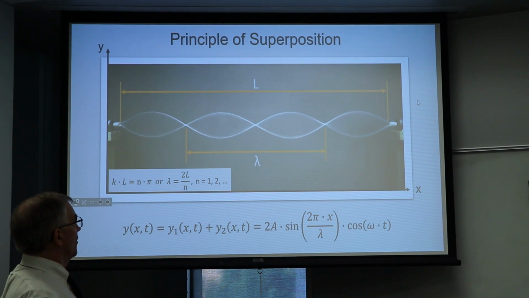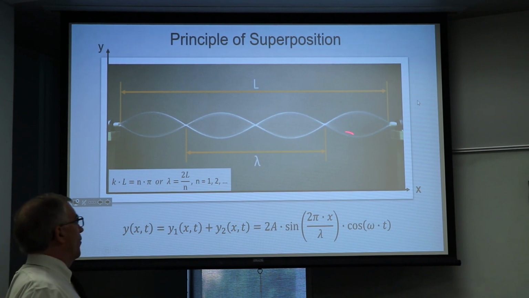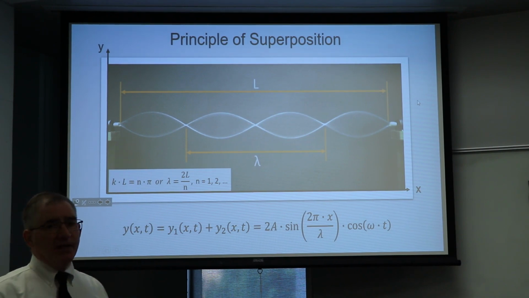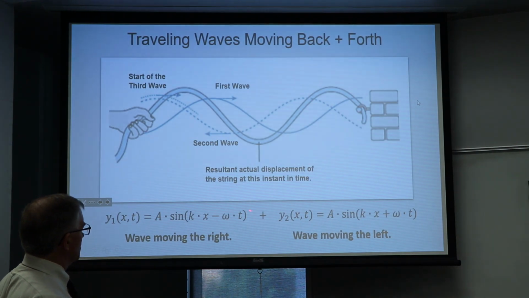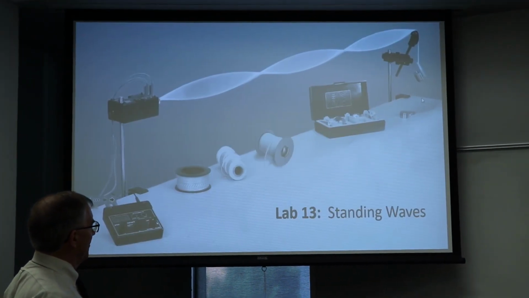But as you know, it's got to be moving, because you see it's moving up and down. So the wave traveling this way plus the wave traveling that way is producing this net result, and that's called, in mathematics, the principle of superposition. So we're going to add those two waves together, this wave plus this wave, and get the combined effect.